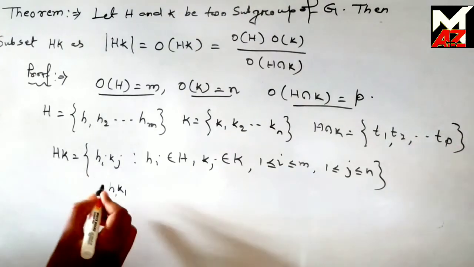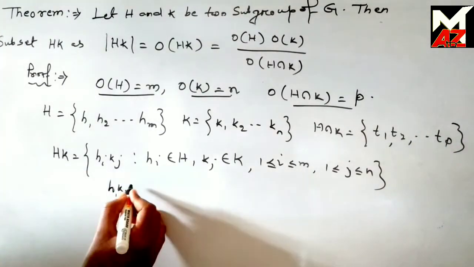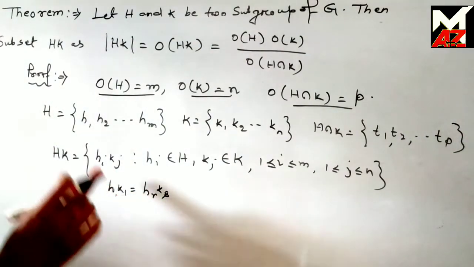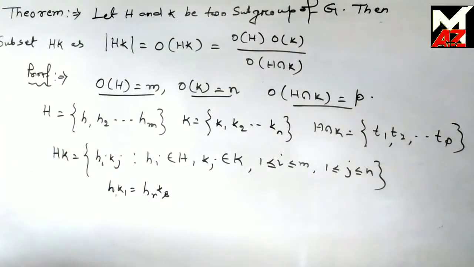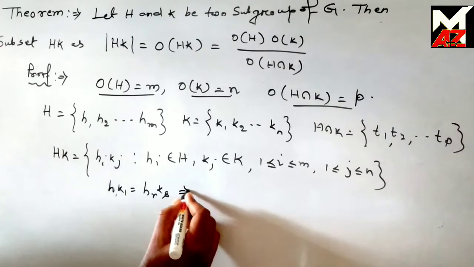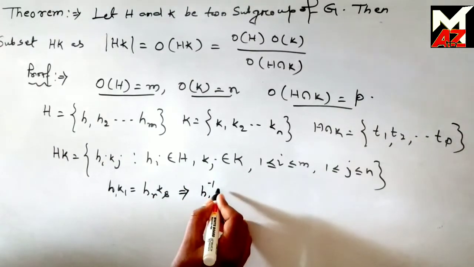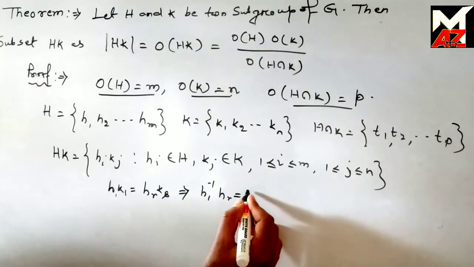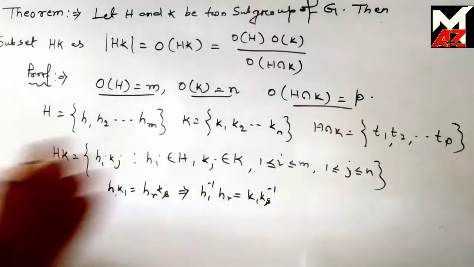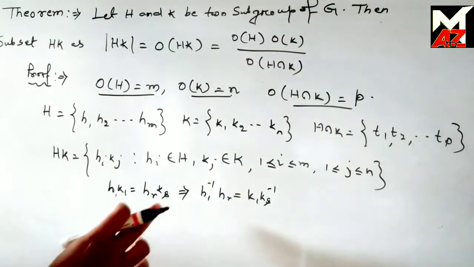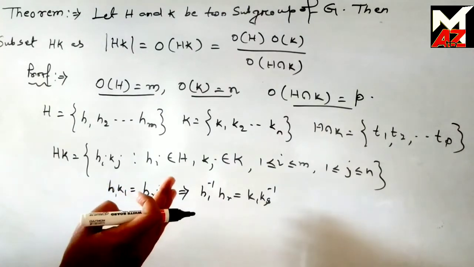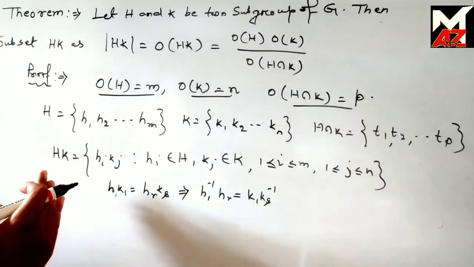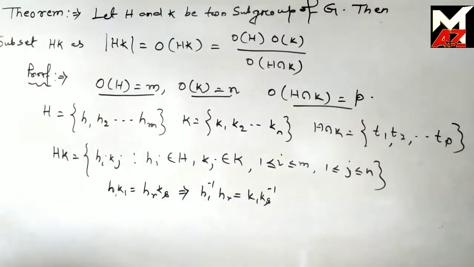Okay. Now we first take, let h1 k1 be equal to hr into ks. This element is in this list, and also this element is in this list. And from this relation, we write h1 inverse into hr equals k1 into ks inverse. We operate ks inverse from the right and h1 inverse from the left. Then we get this result.